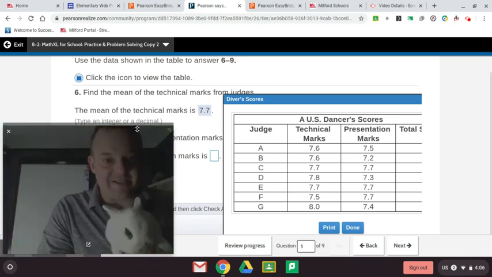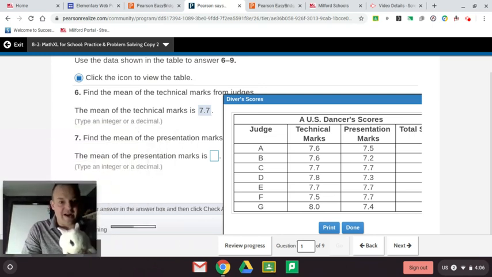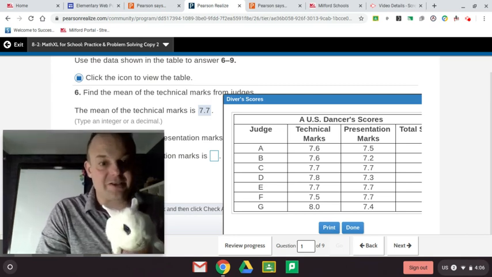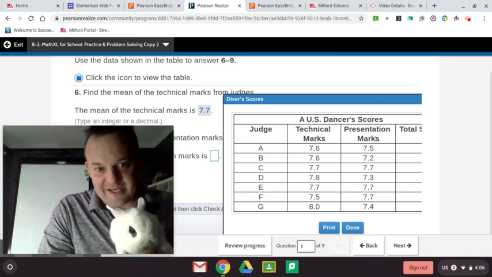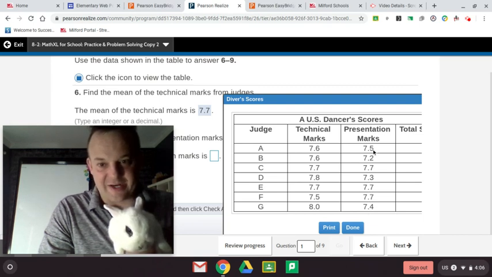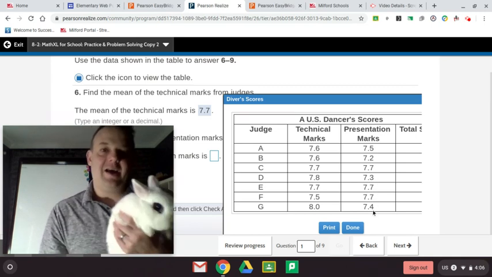And then I see that this next question says, find the mean of the presentation marks. So now I'm going to look under presentation marks. And I'm going to add all these up and divide by 7 again. And I say 7 because when I count them, 1, 2, 3, 4, 5, 6, 7.